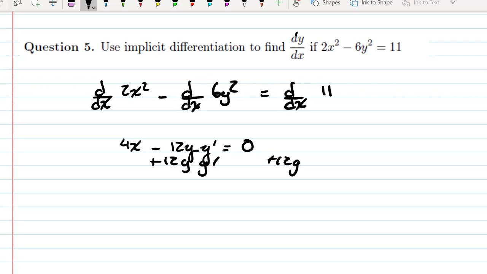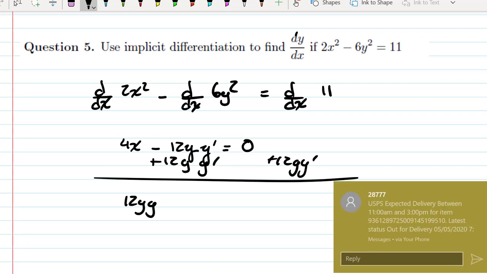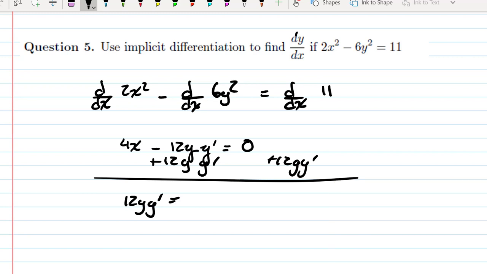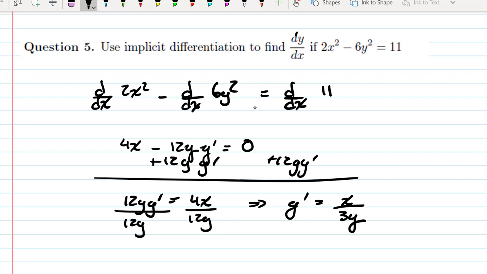So we add 12y y prime to both sides, and that gives us 12y y prime is equal to 4x, and we divide by 12y, so finally our derivative y prime is equal to, 12 goes into 4 3 times, so x over 3y. And that would be our solution to that differentiation problem.